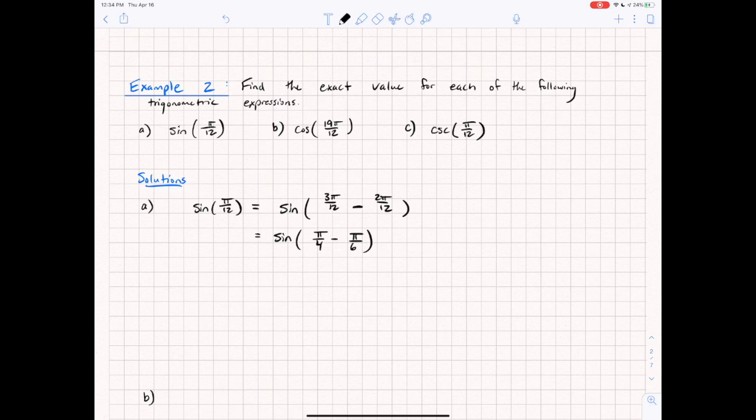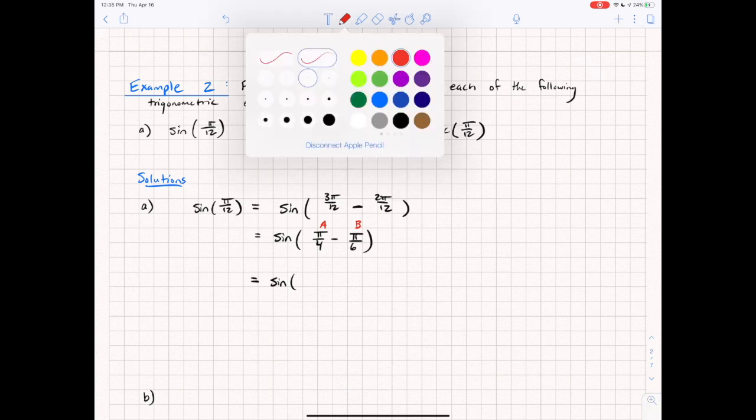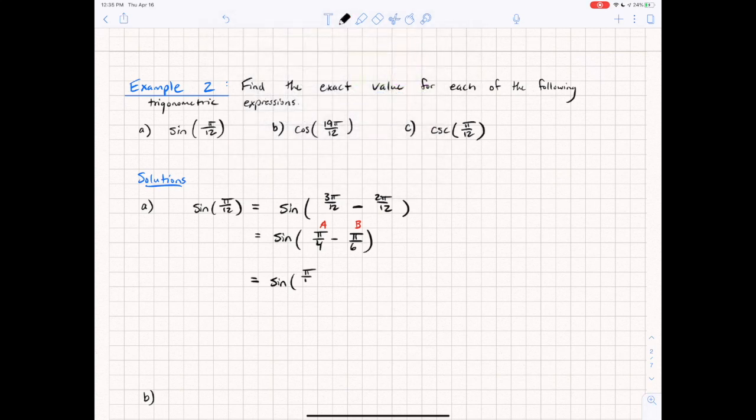And so now I'm just going to use the identity that I wrote up above to go through and solve. So this would be sine of A, and I'll notate that. This is A, this is B. So sine of A, so that's pi over 4, cosine of B, so pi over 6, minus cosine of A, pi over 4, so it takes turns, and then sine of B, which is pi over 6. And then using the unit circle, we can find each of these exact values.